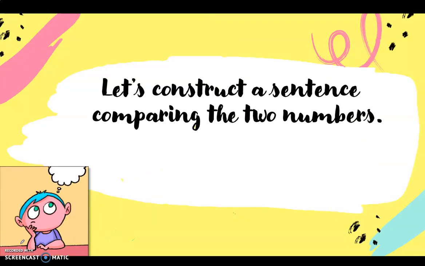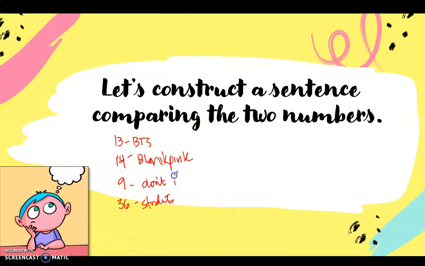Now, let's assume that, let me write here, 13 love BTS and 14 love Blackpink. And of course, 9 don't like any of the two out of 36 students. So there are 36 students and 9 don't like any of the two.